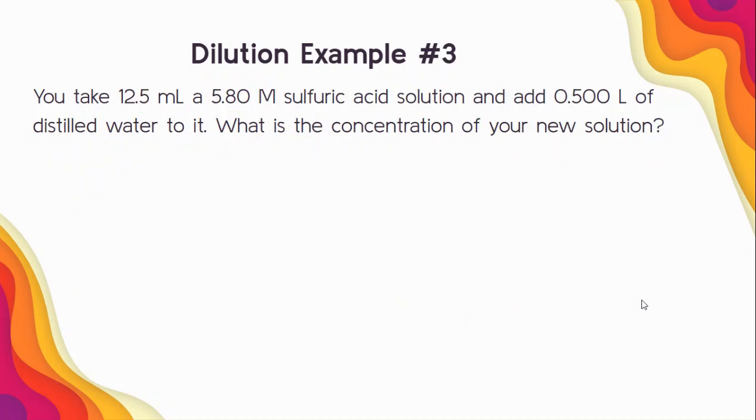The last dilution example problem: you take 12.5 milliliters of 5.80 molar sulfuric acid solution and add 0.500 liters of distilled water to it. What is the concentration of your new solution?